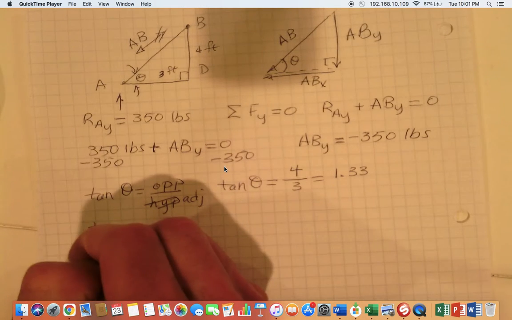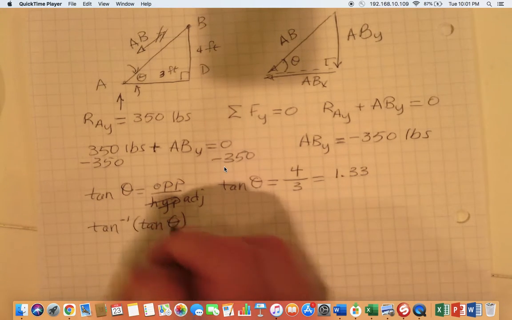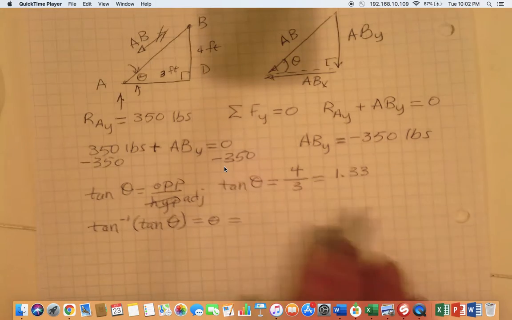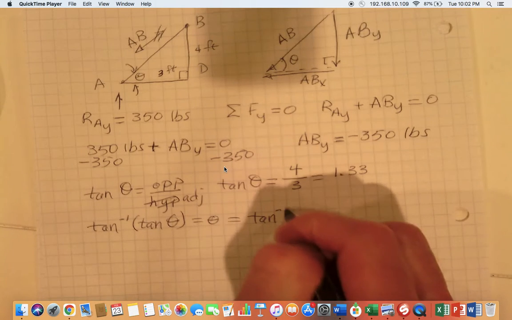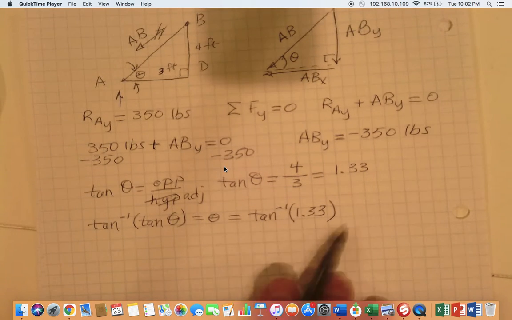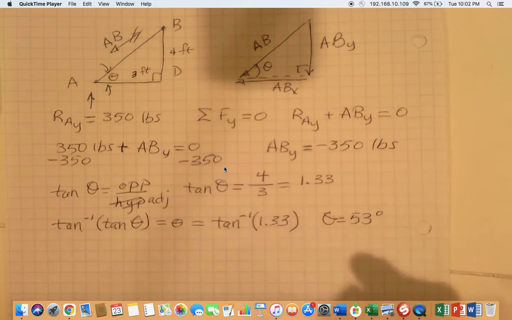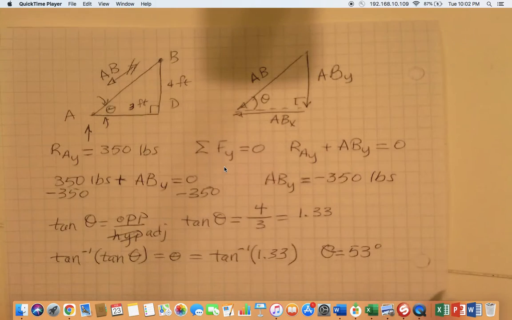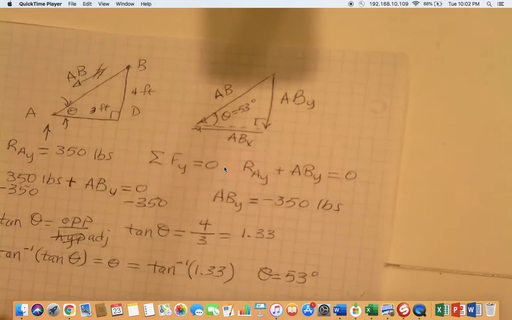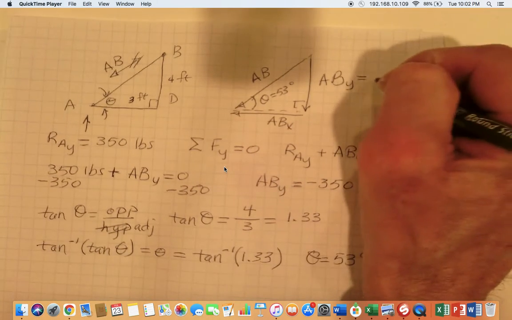So we know the tangent, but we want to know theta. We can take the inverse of a trigonometric function, denoted by the -1 sign. So if we take the inverse tangent of tangent, we get the angle theta. And that means we have to take the inverse tangent of the other side, which in this case is 1.33. So if you do this on your calculator, take the inverse tangent of 1.33, you find that the angle is equal to 53 degrees. Make sure your calculator is in degree mode. All right, so now we know this is 53 degrees. So we know what ABY is. We know it's negative 350 pounds.